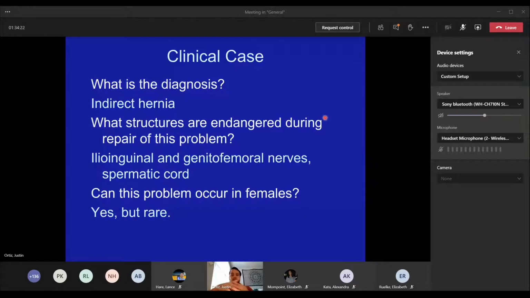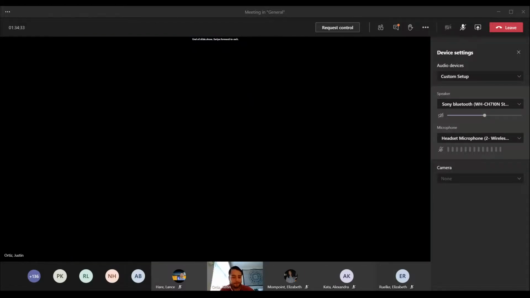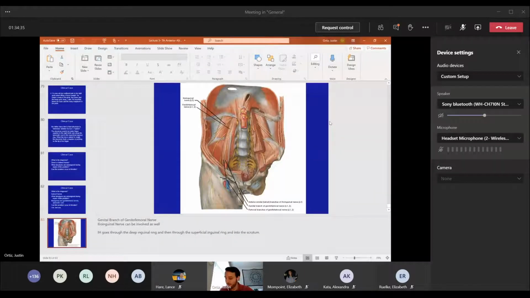And if it's the side of the finger, it's associated with a direct hernia, right? So I would write those down. I would note that. But other than that, this is just a clinical case just to get your mind going. And that's it. Any questions before we move on to the next lecture?